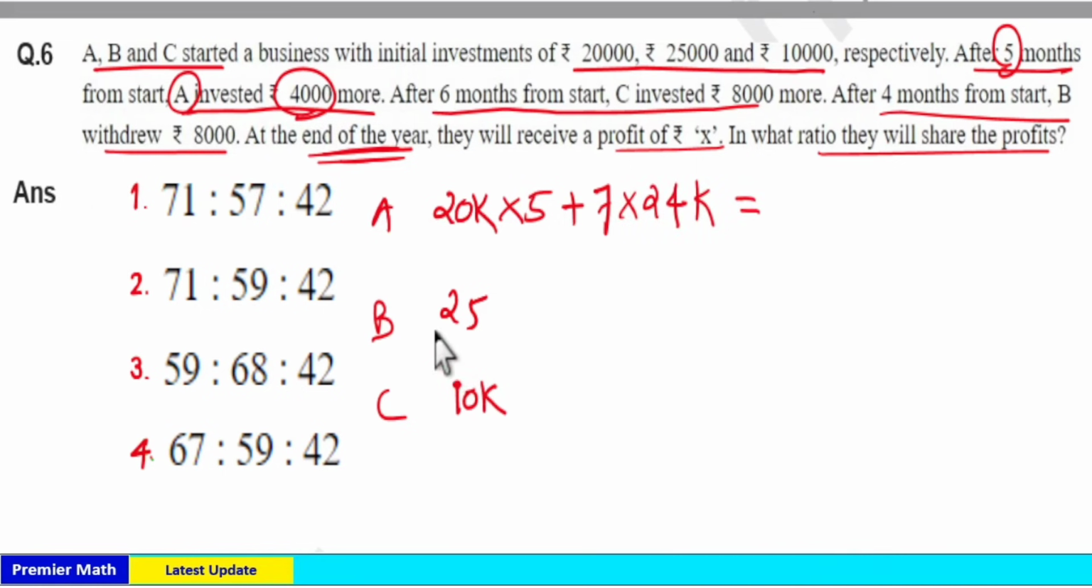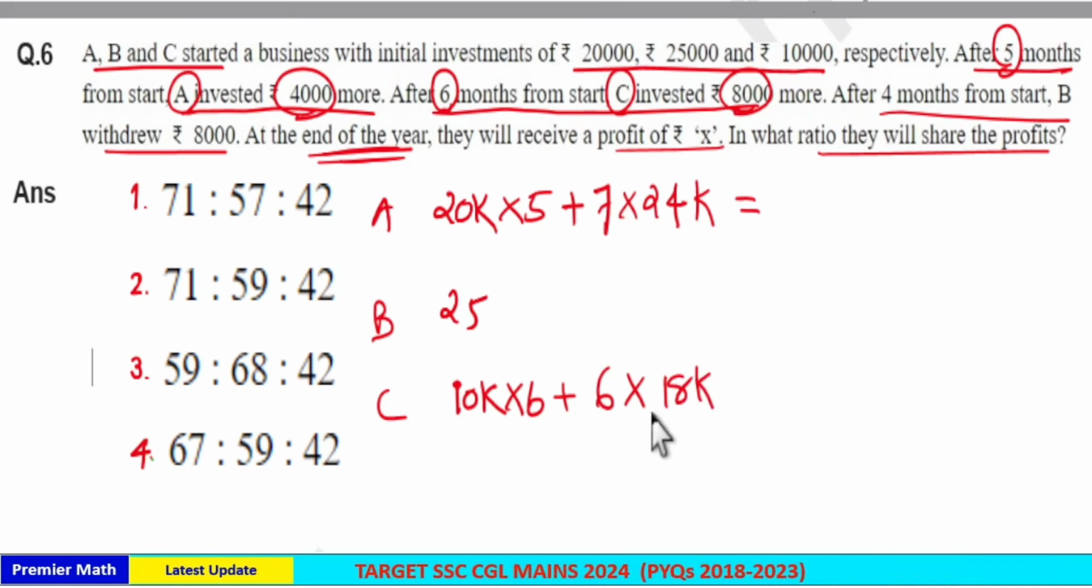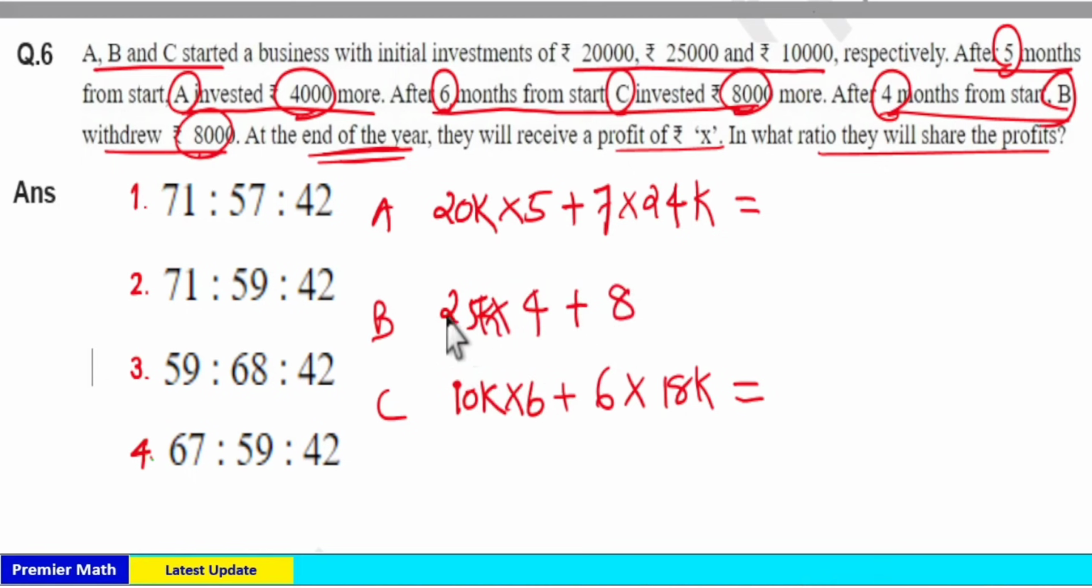Now, after 6 months from start, C invested 8,000 more. So, till 6 months, C invested 10,000. For the remaining 6 months, he invested 8,000 more, that is 10 plus 8, 18,000 for the remaining 6 months. And after 4 months from start, B withdrew 8,000. So, till 4 months, he invested 25,000, and for the remaining 8 months he withdrew 8,000, so 25 minus 8, 17,000. So, for the remaining 8 months, he invested 17,000. So, this is the investment.